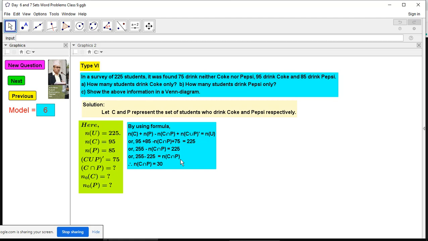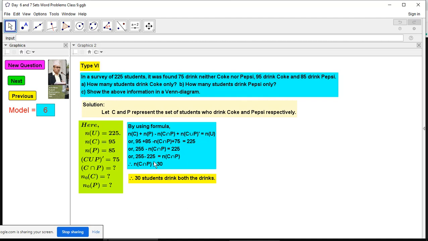Yes, so the complement part is 75. The sum of this is 225 minus the intersection. Oh dear student, not 225, it is 255, and this is 225. 255 minus 225 is 30. Do you have any problem? 30 students drink both the drinks.